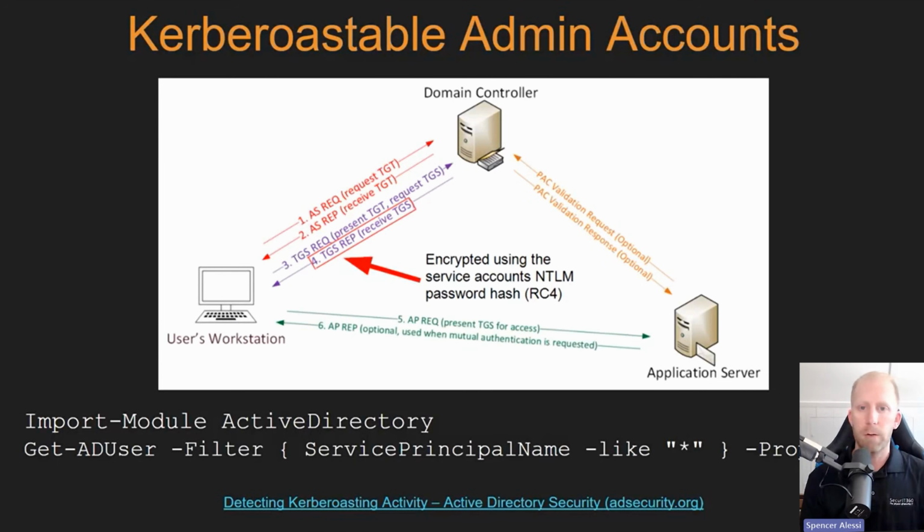So Kerberostable admin accounts. Kerberosting, for those that aren't familiar, is when you request a service ticket for a specific service account, and that service ticket is encrypted with the password hash of that service account. And what you can do is you can take that hash offline. You can try and brute force it. You can try and crack it and potentially reveal the plaintext password. And so if you have an admin account that has an SPN on it, you can Kerberost it and potentially get the password for that. So that's pretty dangerous. So that's something we want to prune.